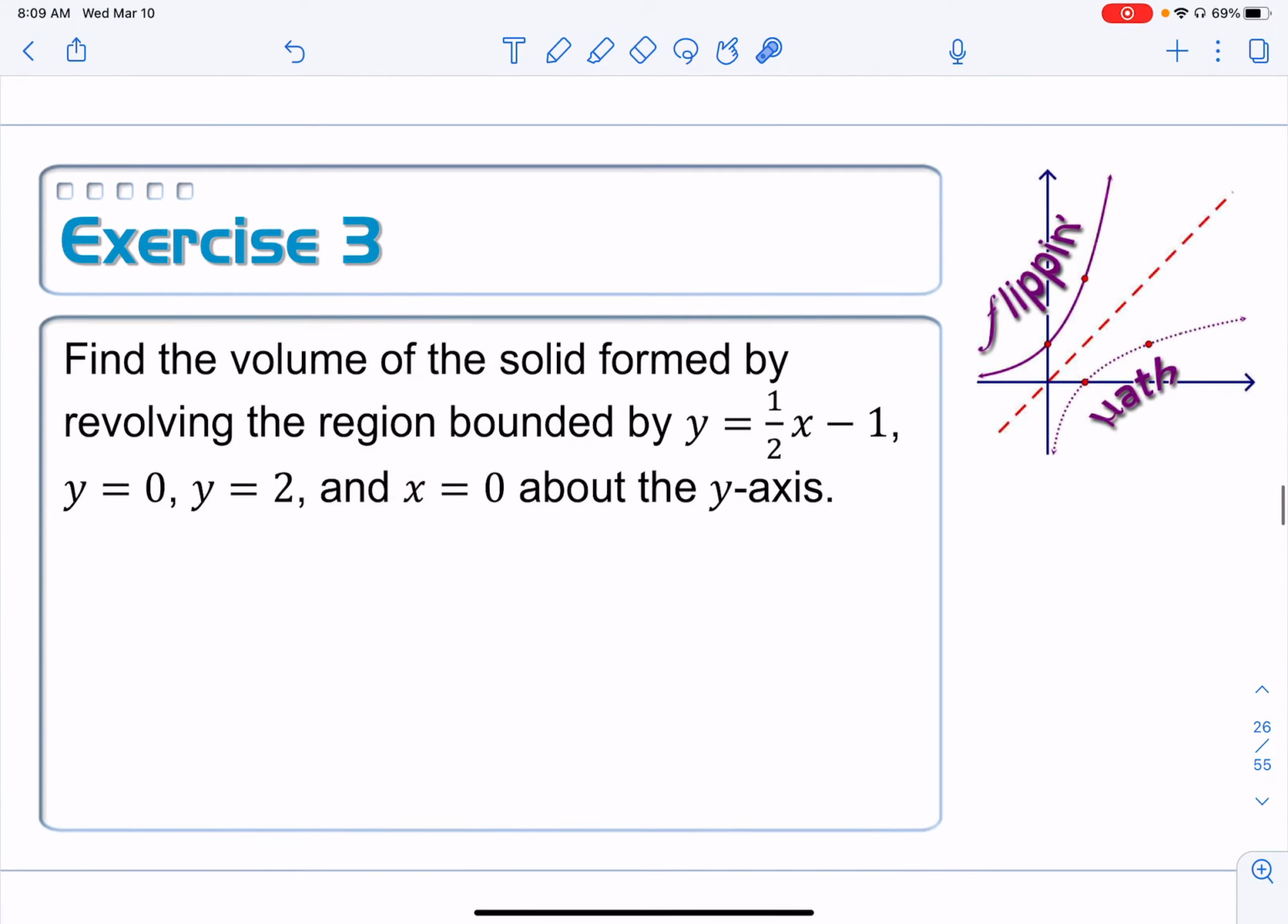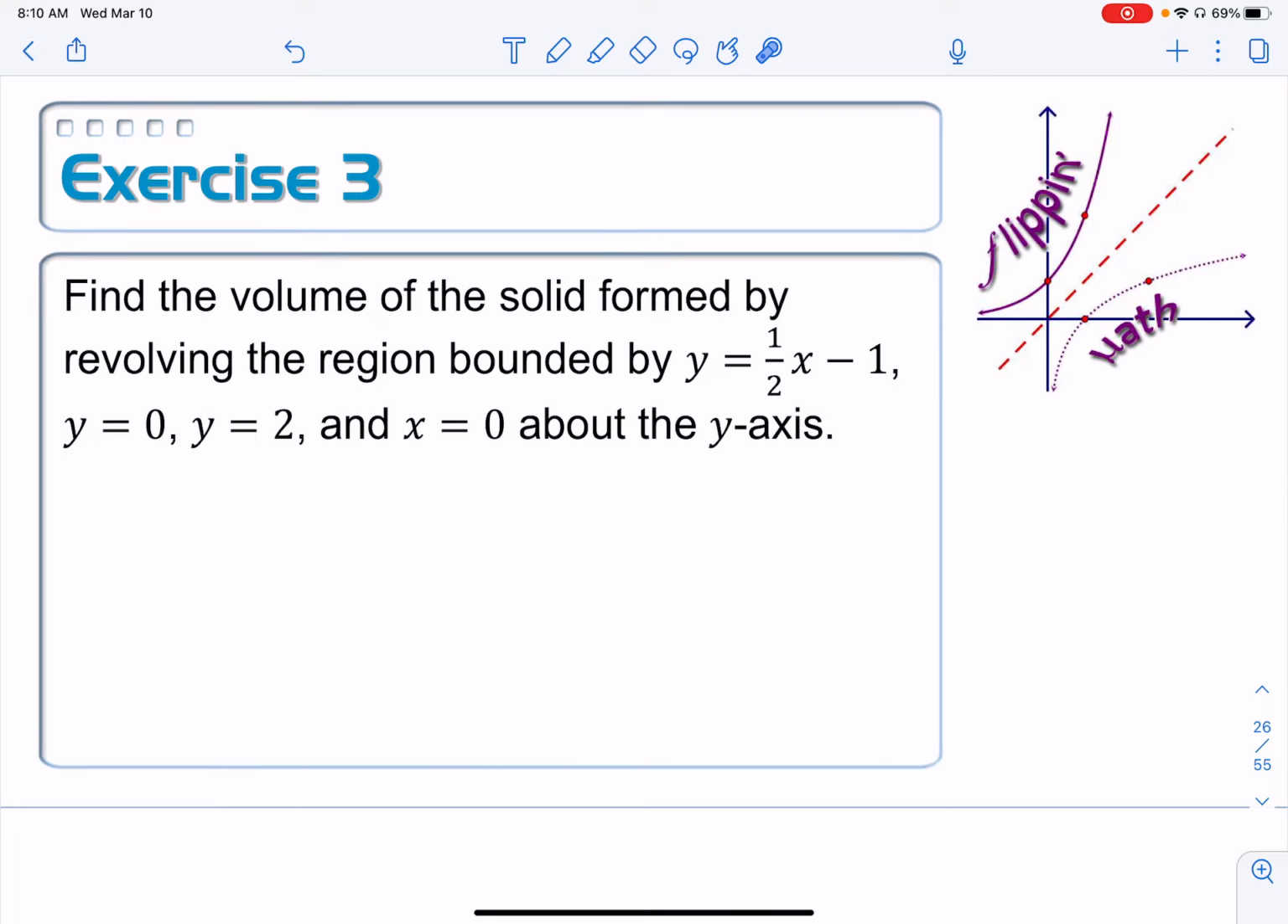Okay, then I think it's time to move on to exercise 3. I'm pretty sure it's piece of candy. Find the volume of the solid formed by revolving the region bounded by y equals half x minus 1, y equals 0, y equals 2, x equals 0, about the y-axis. Finally, we have a vertical axis of revolution. We'll see how that affects stuff.